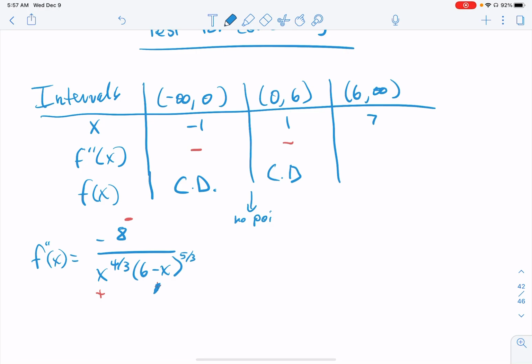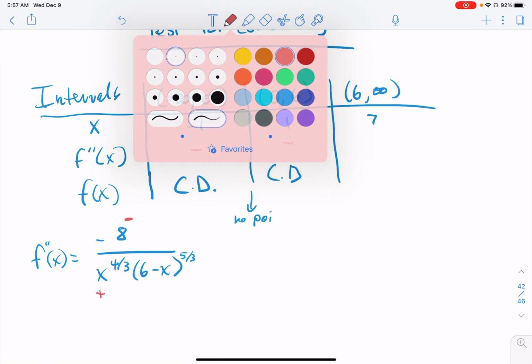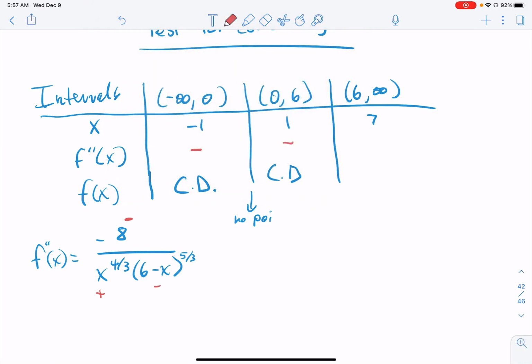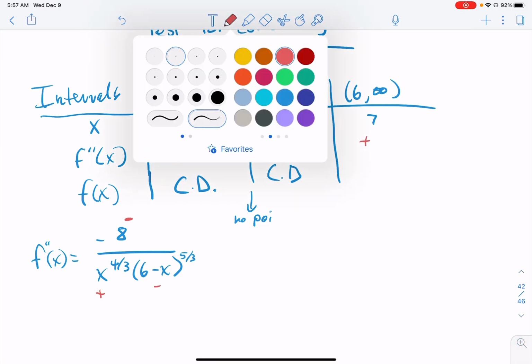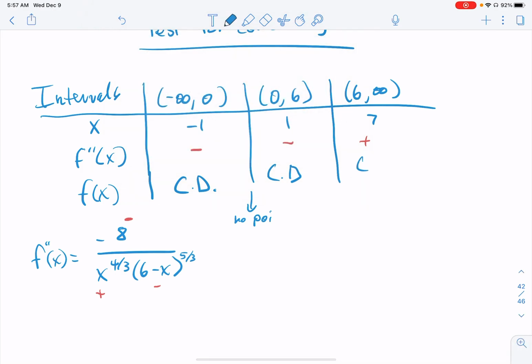Now let's plug in a 7. When I plug in a 7, finally we get a negative number here, negative 1 to the 5/3 power. It's going to be negative, and then negative divided by negative is going to make this a positive, and so then it's concave up. We've got a cup here. Concave down, concave up. Boom, we have ourselves a point of inflection.